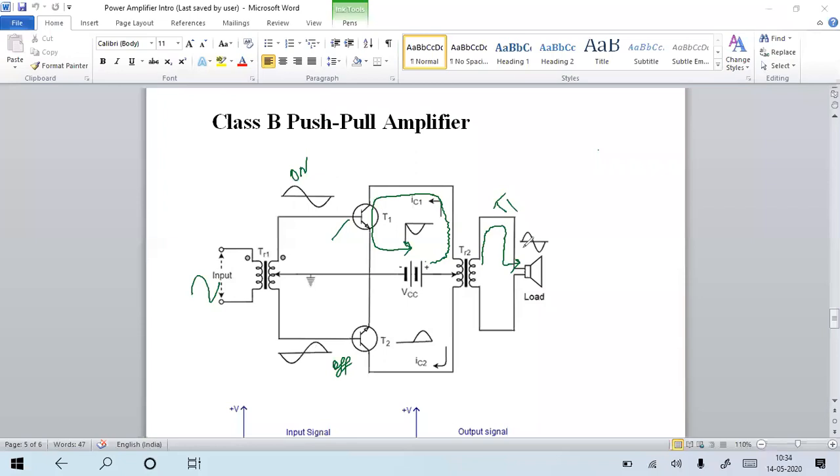During the negative cycle of the input, transistor 1 goes to the off state and transistor 2 is on. So what will happen? Transistor 2 is on, transistor 1 is off, so there is no current flow here. Current is 0, output current is 0. What about the current flow from the supply? Like this. Positive terminal of the battery to collector, collector to emitter, and it circulates again.